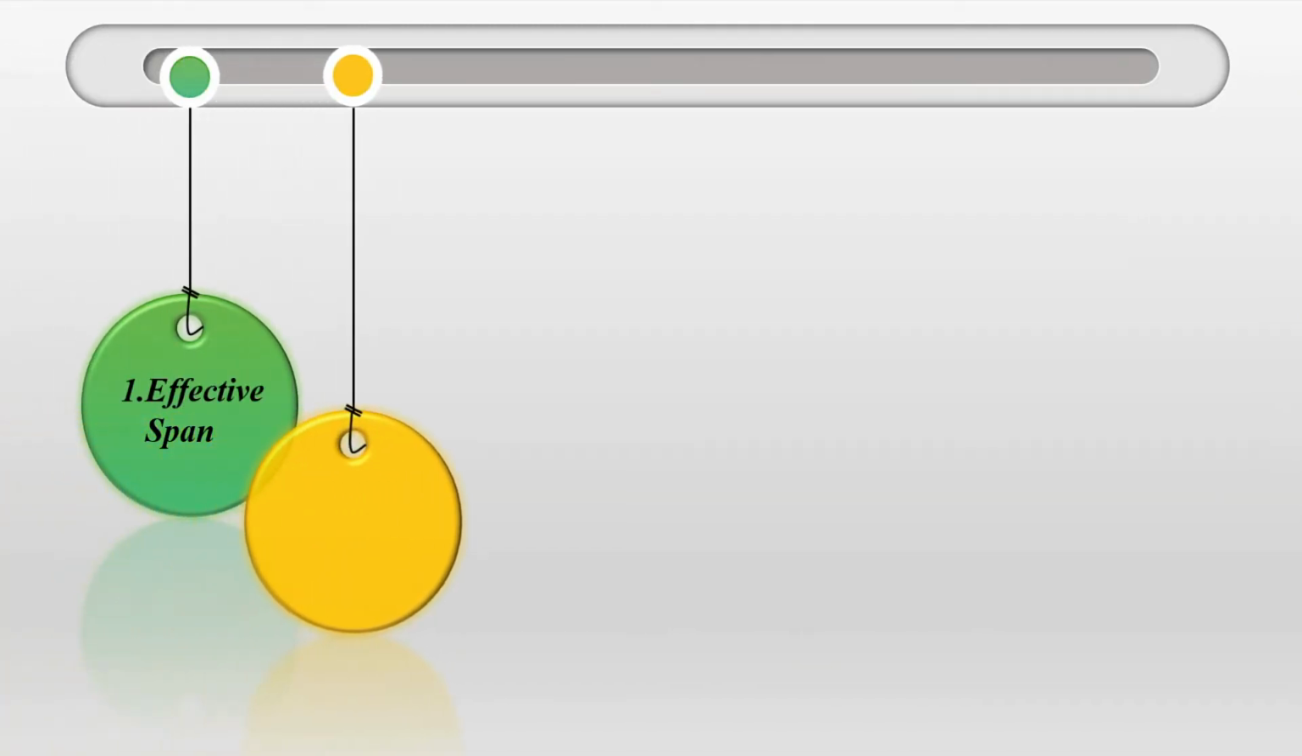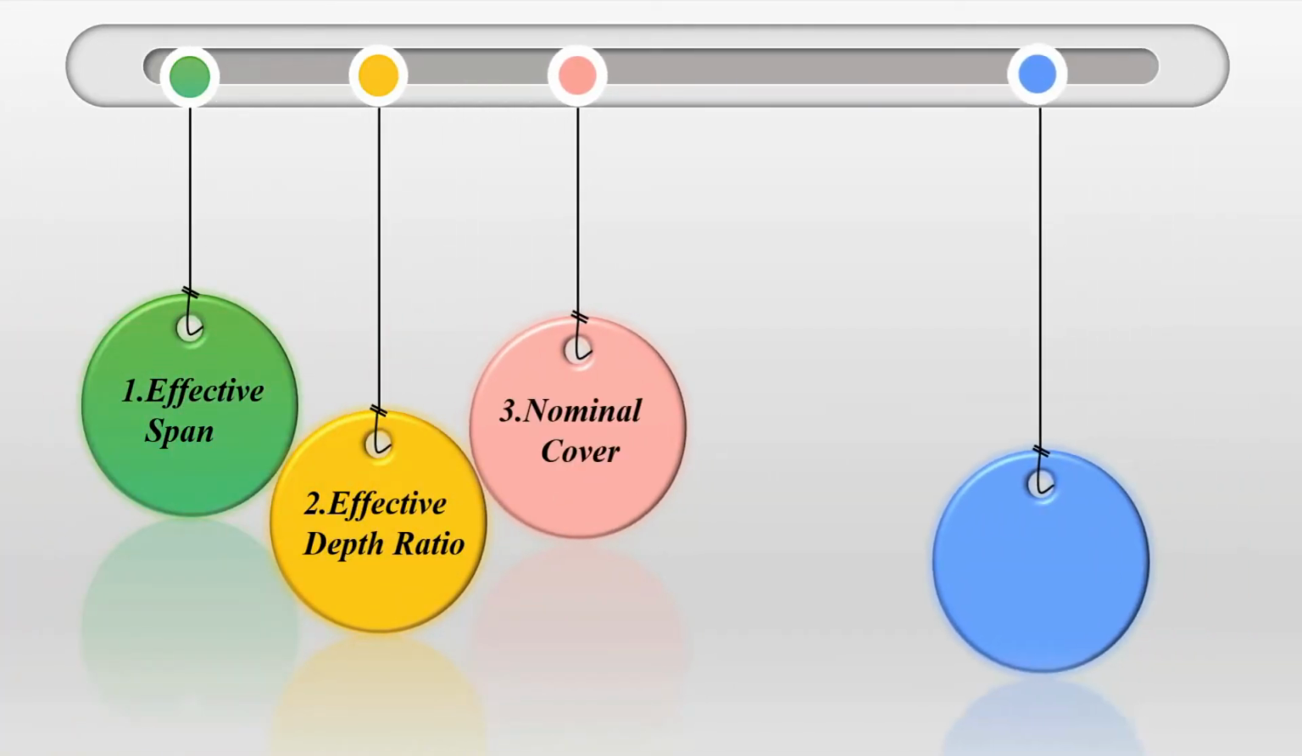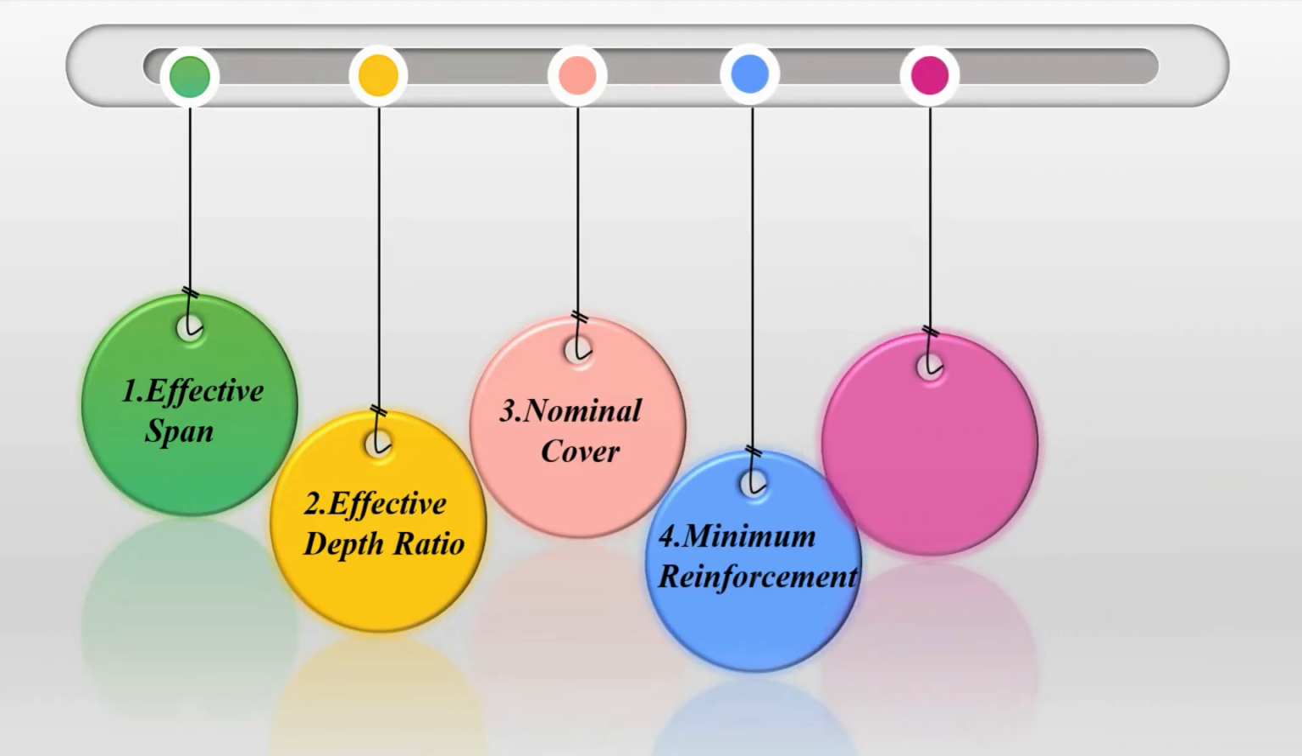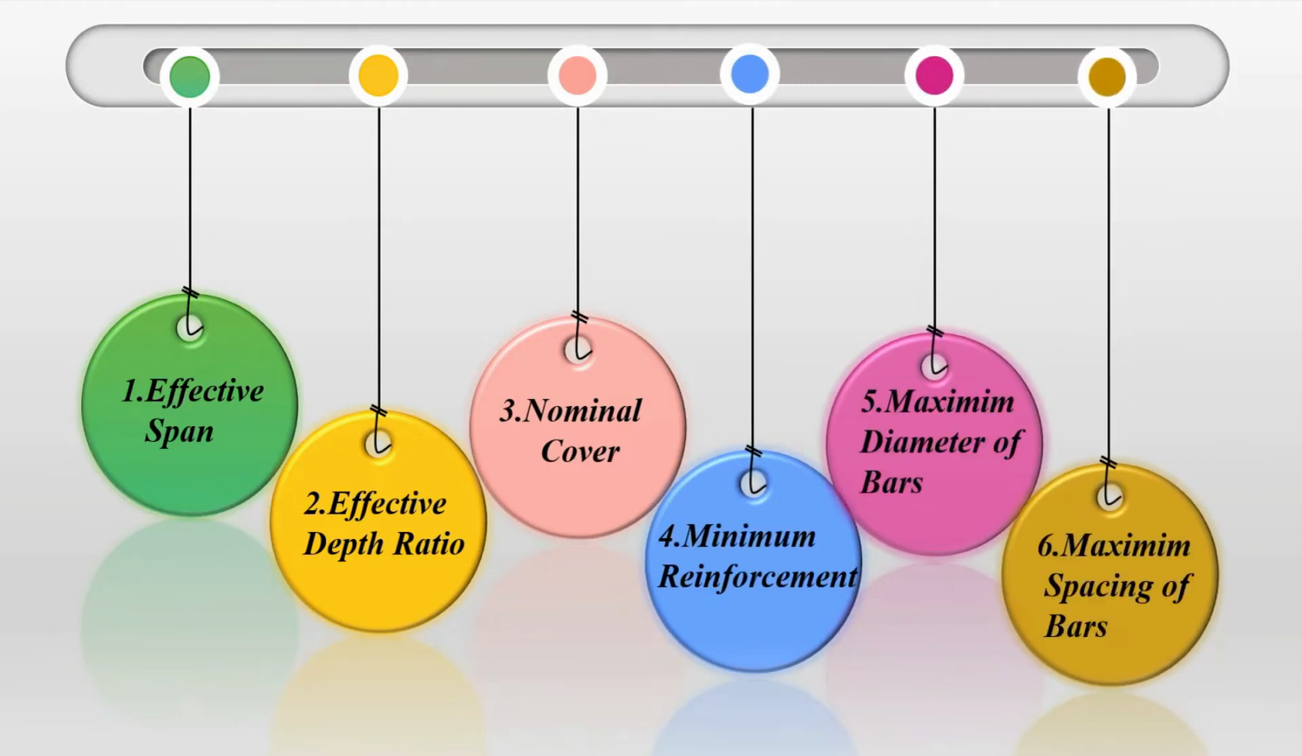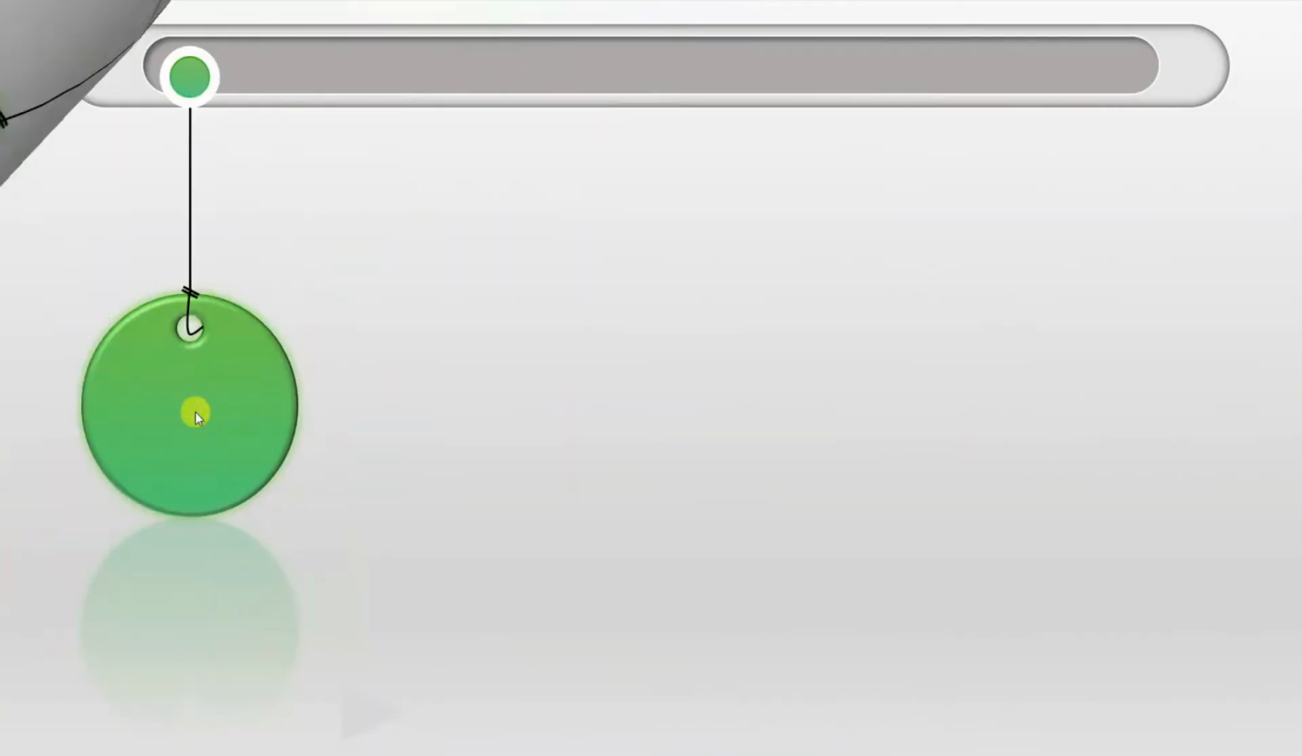First one is effective span, effective depth ratio, nominal cover, minimum reinforcement, maximum diameter of bars, maximum spacing of bars. So these are all the design considerations while designing a cantilever slab. Let's discuss one by one.